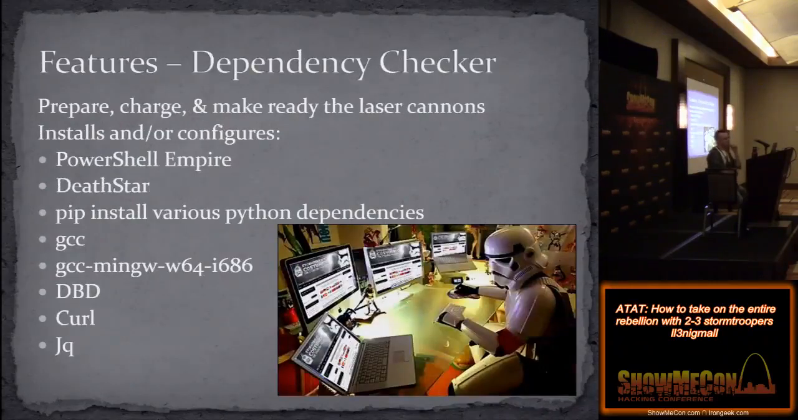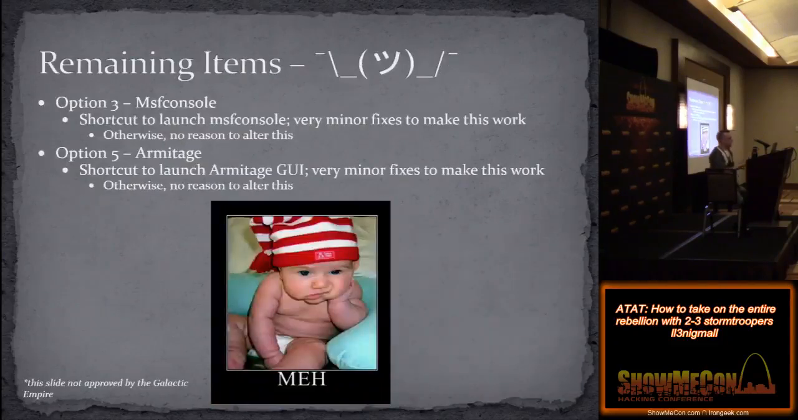Moving on, there's a dependency checker. So the dependency checker just installs and configures PowerShell Empire, Death Star, and a various array of different tools that AT-AT needs to do its jobs. And the remaining items that I didn't change were option 3 and 5, that's the MSF console and Armitage launchers. They took very minor fixes to make them work, and they're not something that I use personally, but it's something that could be useful, so I left it in.